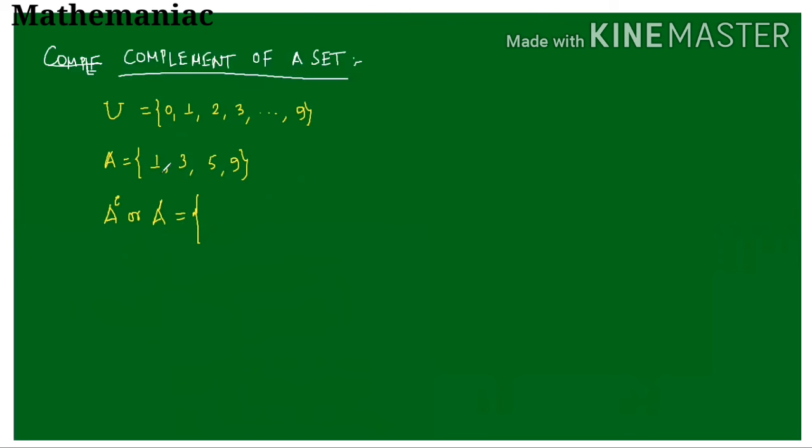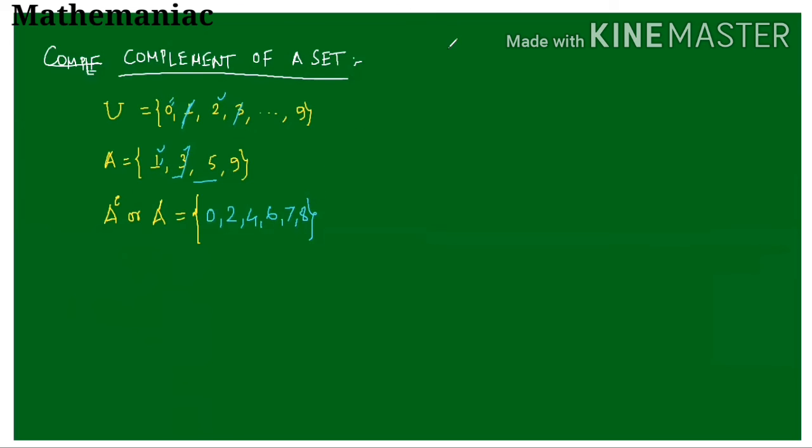What I am doing here: 1 is here, so I'll cut 1. 0 is not found in A, so 0 I'll write. 1 is found here, I'll not take 1. Then I'll see 2. 2 is not found here, so 2 I take. Then 3 is here, so cut it. Then 4 is not here. 5 is here, 5 I will not write. 6, then 7, then 8.